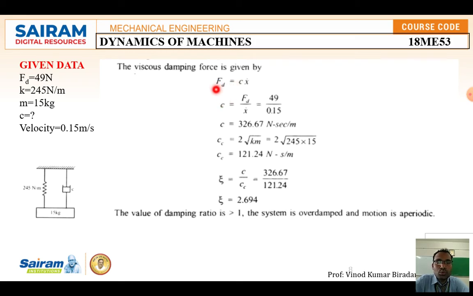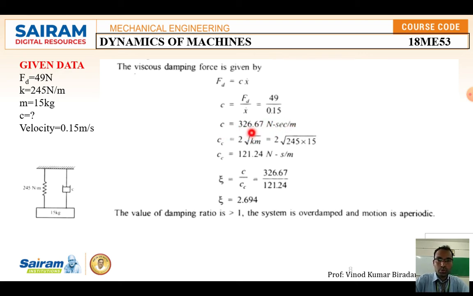Damped force is given, x dot is also given. We need to find c, the damper. So c is equal to Fd divided by x dot. Fd is given as 49, and the velocity is given as 0.15. So c is equal to 326.67 newton second per meter.